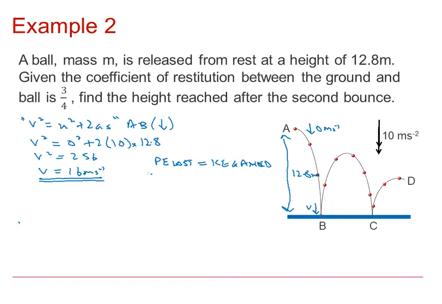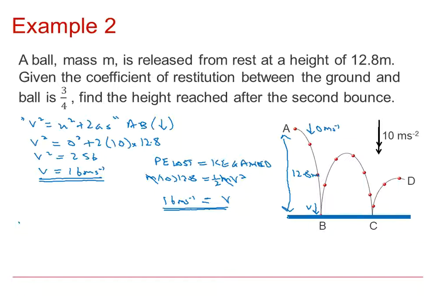So the potential energy lost is m times gravity times h, which is 12.8, and the kinetic energy gained is a half times m times v squared. The mass cancels out and we get the same answer, v equals 16 meters per second. So there are two approaches to finding the impact speed v.